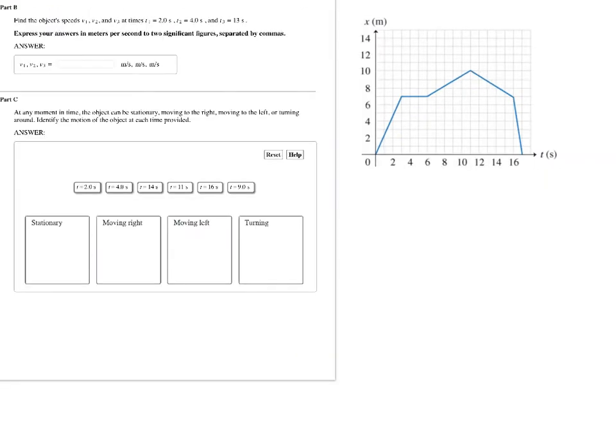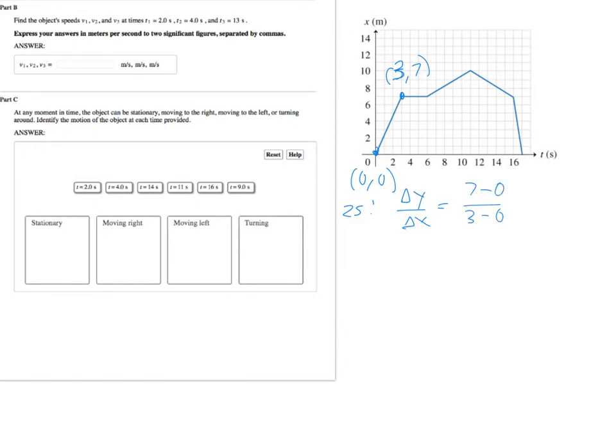Moving on to part B here, we want to find our velocity at 2, 4, and 13 seconds in meters per second, and same idea, we're going to express it to 2 sig figs. So at 2 seconds, we're finding the slope of this line from 0, 0 to 3, 7. So that is going to be the change in y over the change in x. 7 minus 0 over 3 minus 0, or 2.3 meters per second. 2.3 repeating, but 2 sig figs would be 2.3.